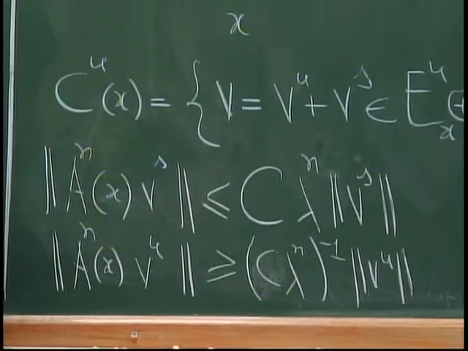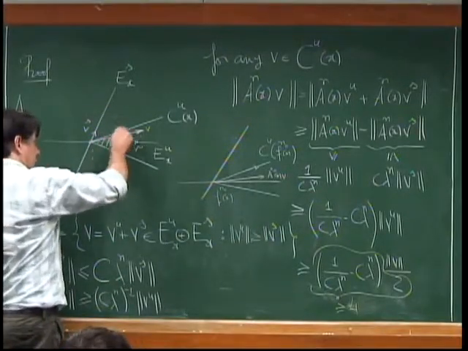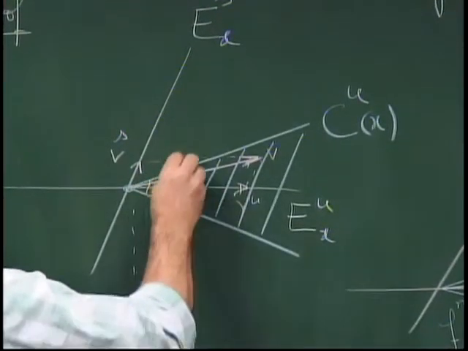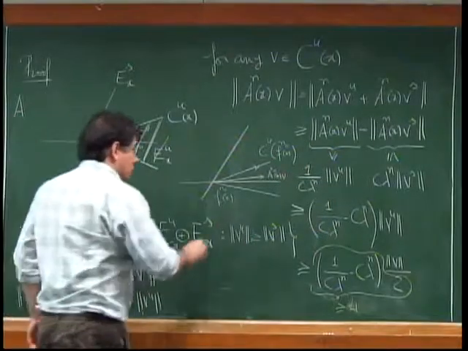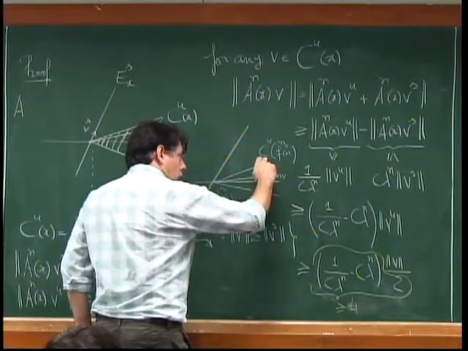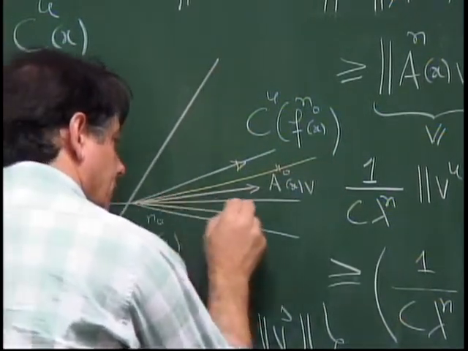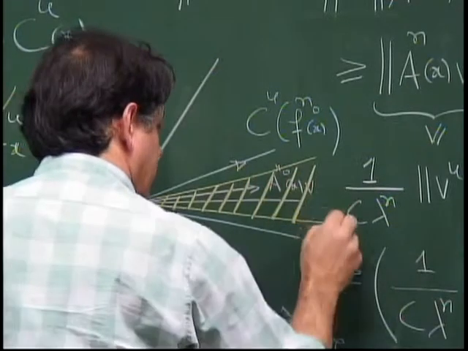Okay? So what's the advantage of that? The advantage is that it tells me that if I start with a vector here, any vector here, its image will be contained not only in C, it will be contained in a strictly smaller cone, C star.